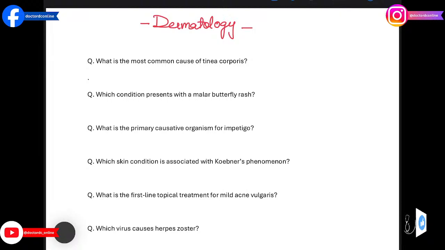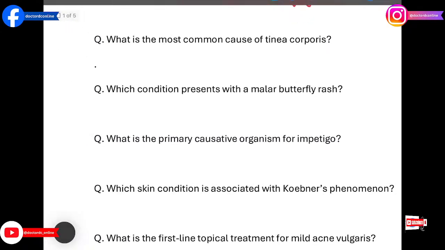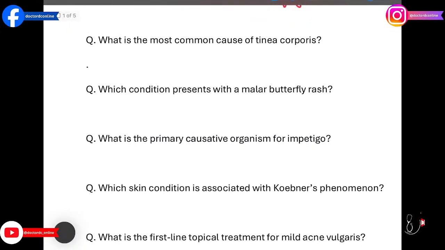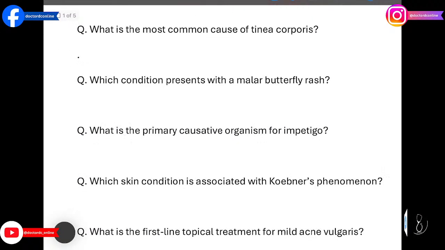Throughout the class, feel free to ask questions and interact actively. We will cover common topics, exam patterns, and provide explanations that will deepen your understanding. So let's get started and make your FMG journey a bit easier and a lot more effective.